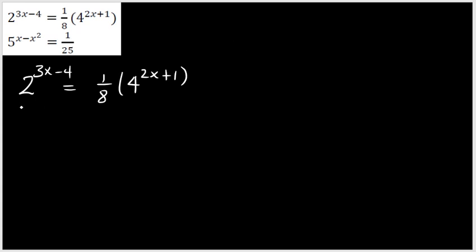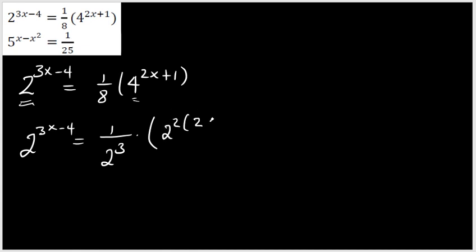So here, the left hand side is base 2, but the right hand side there is 1 over 8 and 4, but we can convert them into base 2 form. So we can write 2 the power of 3x minus 4 is equal to 1 over 8 can be written 2 cube. Again, the bracket part, the 4 can be written 2 square, but that square will multiply the other exponent 2x plus 1. Don't forget that.